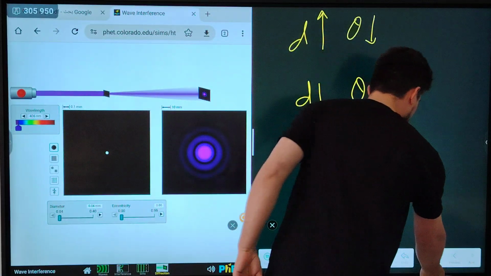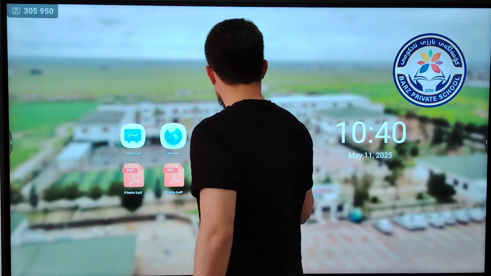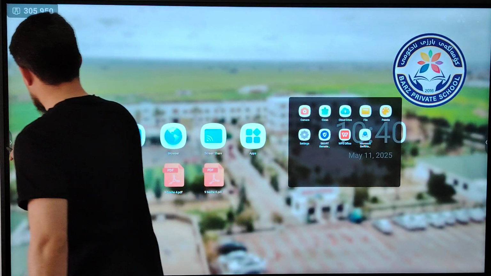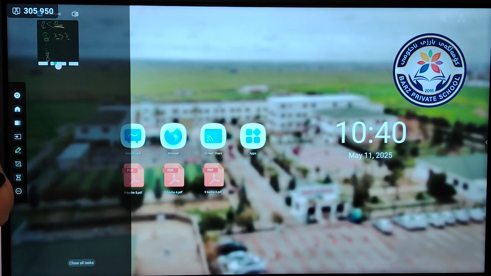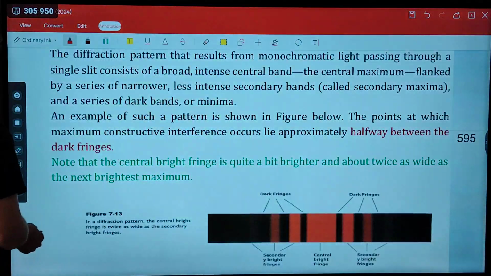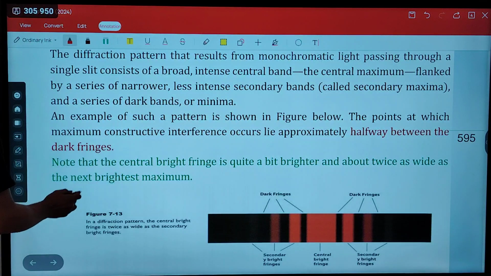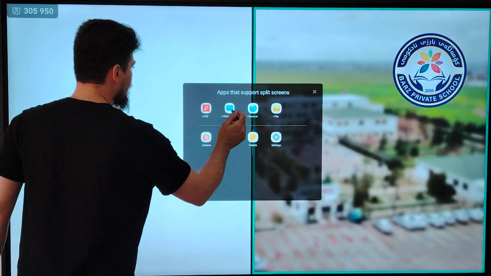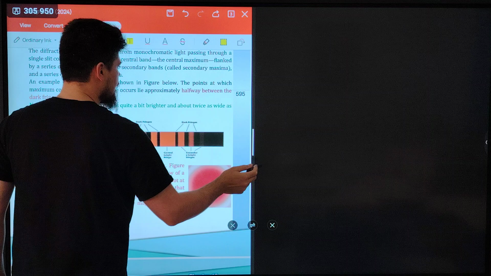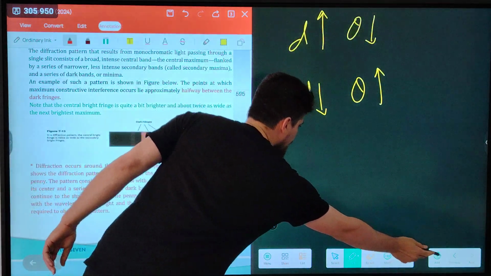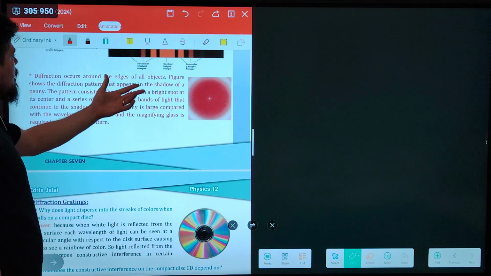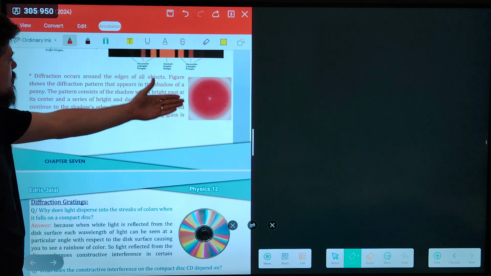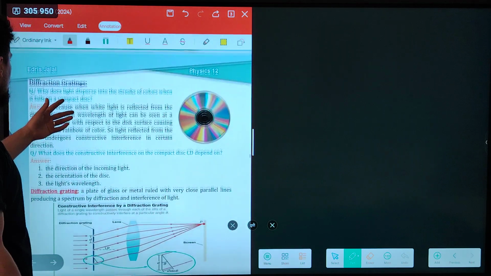Let's go back to our pamphlet. Look. Okay. Diffraction occurs around the edge of all objects. The figure shows the small opening, the bright fringe, and the dark fringe.